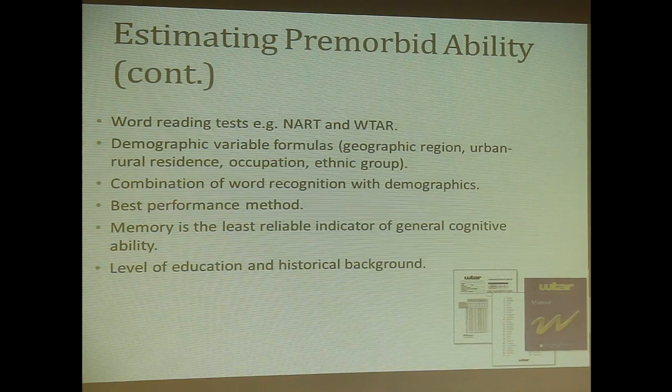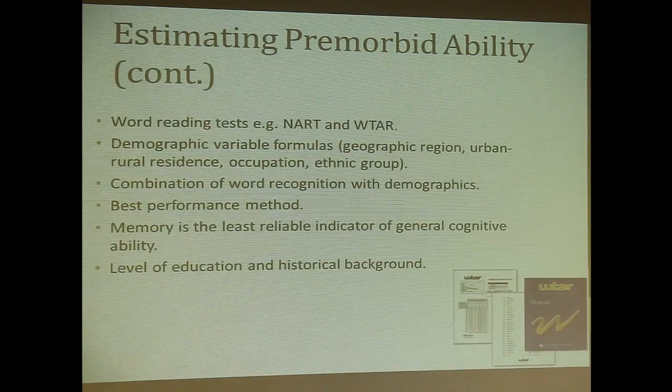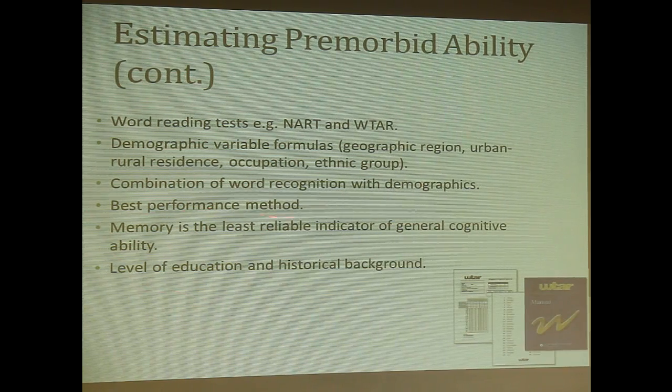So I sometimes, if I have an English-speaking person, I use the Wechsler test of adult reading and I look at it with demographic variables and without, to see if there's any significant difference, and looking then also at their vocabulary tests and their picture completion tests and so on, trying to put it all together, one gets an idea of their premorbid abilities. There's the best performance method, which you can read about in Lezak. I'm not going to go into that now.